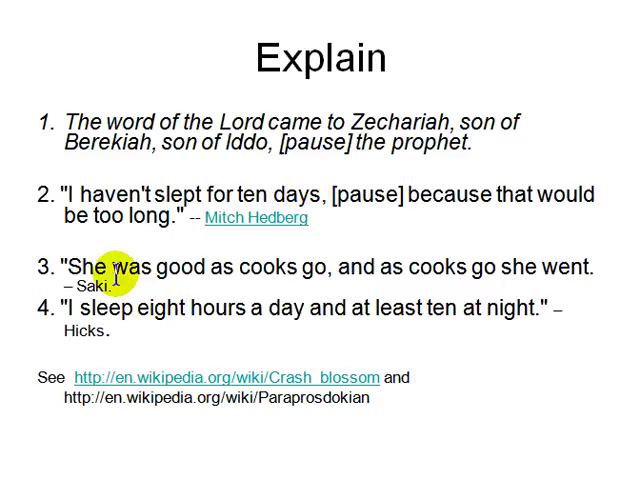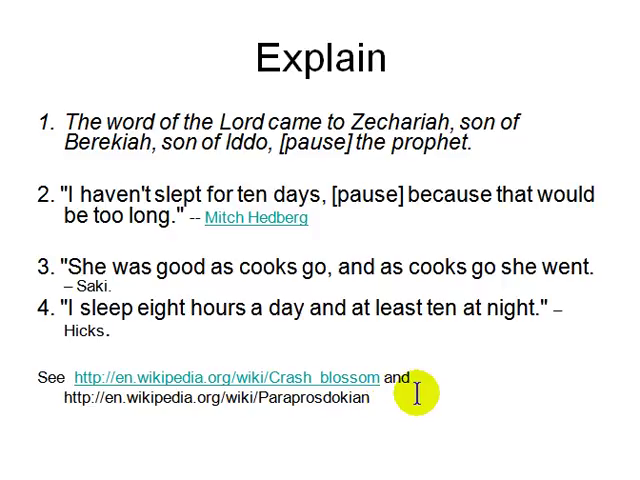Then what does Saki say? She was good as cooks go, and as cooks go, she went. So go has multiple meanings out here. In the first case, as cooks go means as cooks are defined. And the second one means go as in went. And the third one is by Hicks: I sleep 8 hours a day and at least 10 at night. In this case, when he says you sleep 8 hours a day, does a day mean 24 hours, or is it the daytime from morning to evening?